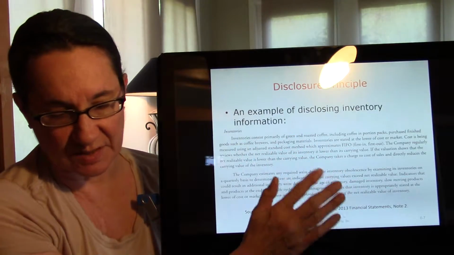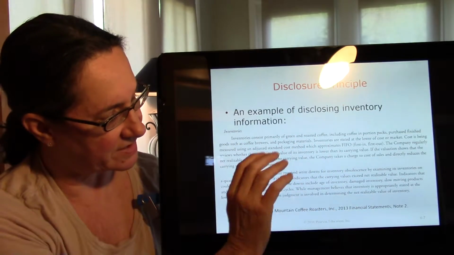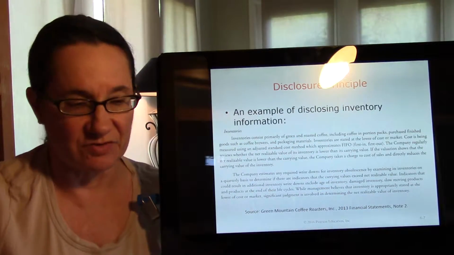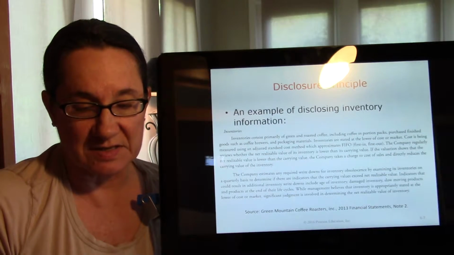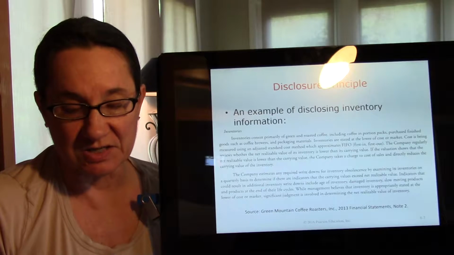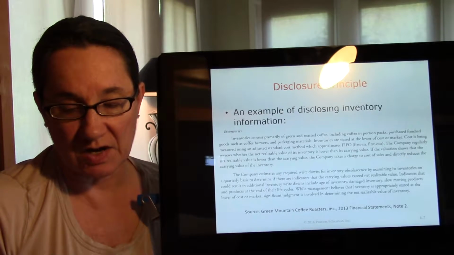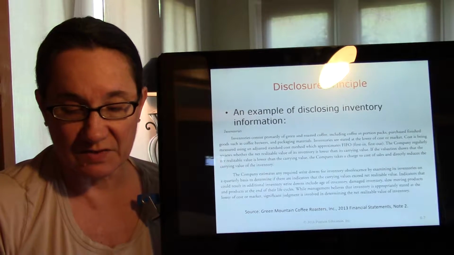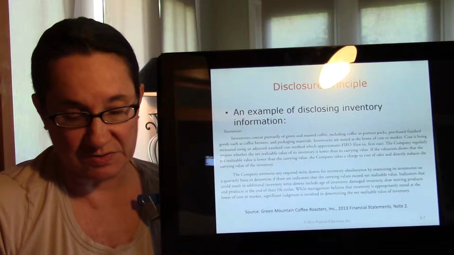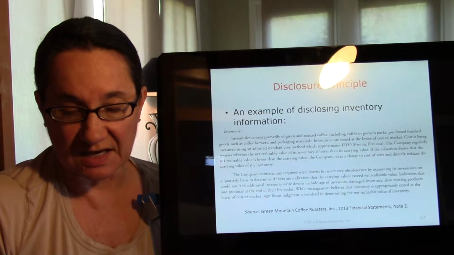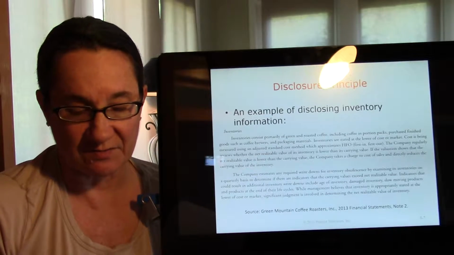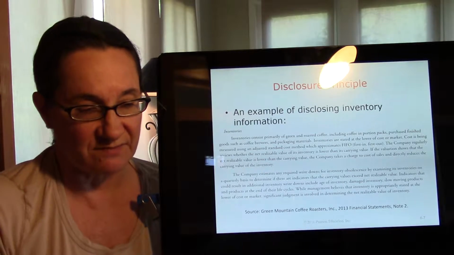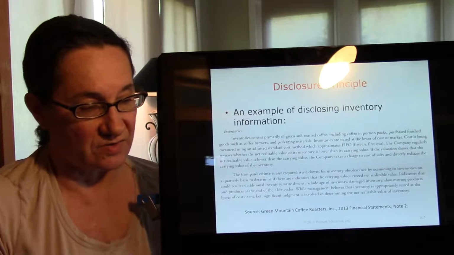So here's an example disclosing inventory information. It explains how this company does their inventory. The notes to the financial statements contain important information summarizing the accounting policies of the company. For example, Green Mountain Coffee Roasters, Inc. discloses the accounting policies it uses to ensure the company is providing full disclosure to its investors and creditors.